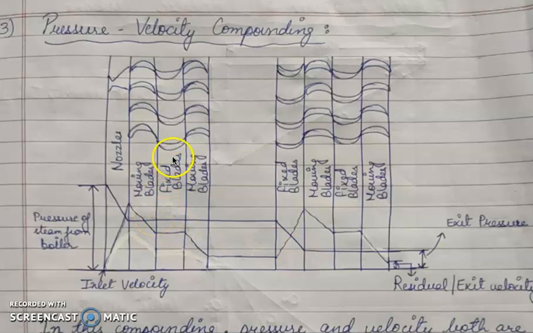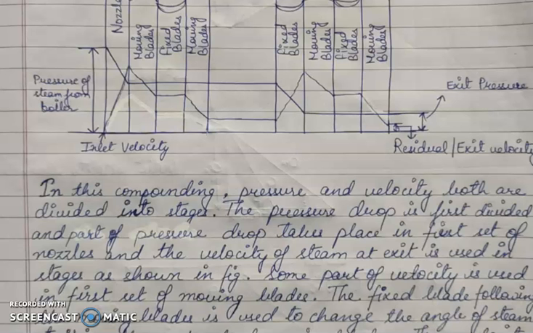The function of fixed blades in this velocity compounding will be the change of direction only, and the function of fixed blades here will be the drop of pressure as well as the change of direction of the steam. So this was all about the impulse turbine and the compounding of impulse turbines. We will discuss the calculations of the impulse turbine in the next video. Thank you so much.